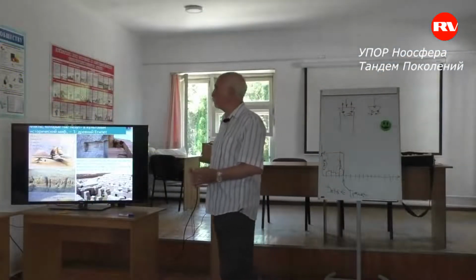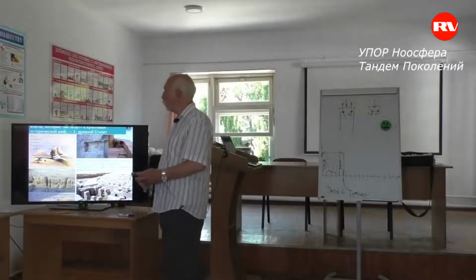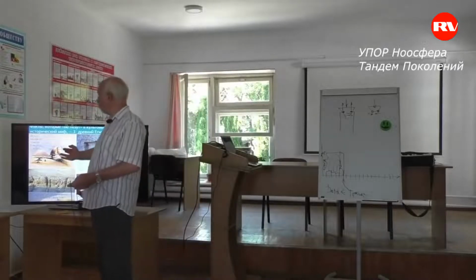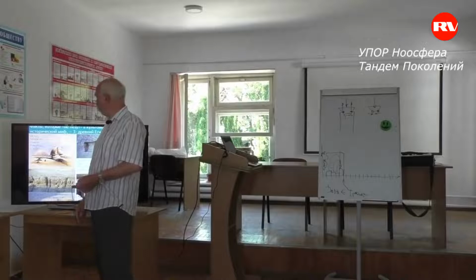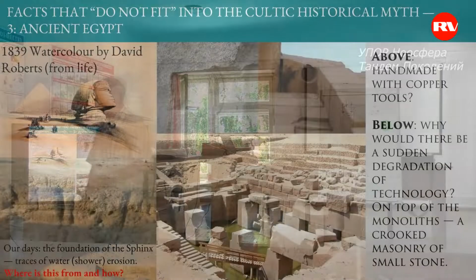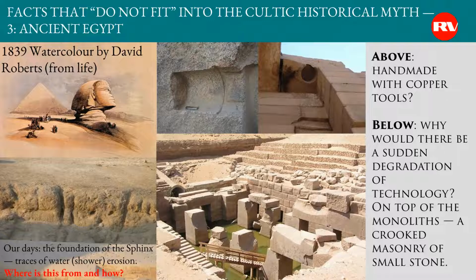Egypt, watercolor, 1839. The Sphinx is covered with sand almost up to its ears. In the memory of our civilization, most of the time it looked approximately like this. It's located in one of the driest places on the planet.